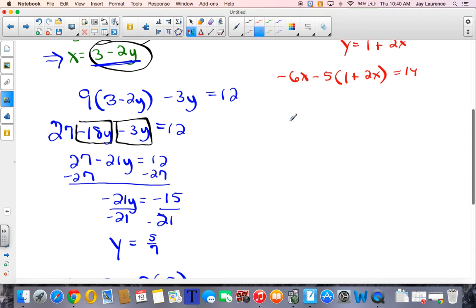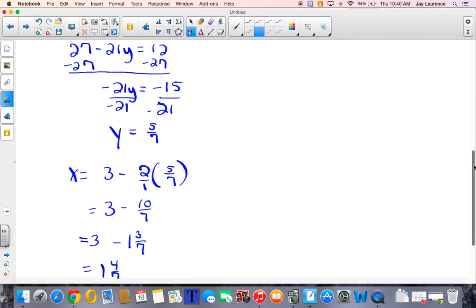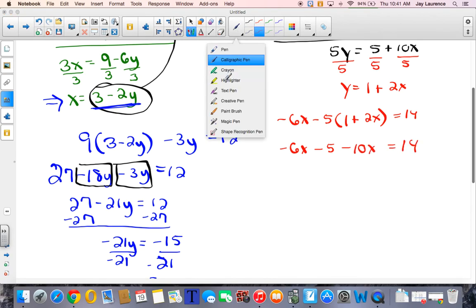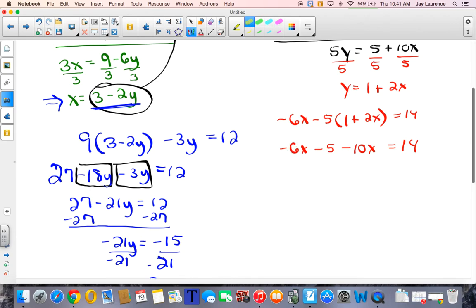Okay, so I'm going to get negative 6x. Distribute, not the 5. I got to distribute a negative 5. Be careful. Minus 5x. Oh, don't, just negative 5. Sorry about that. Minus 5. And then minus 10x. That's going to equal 14. Now be careful here. Some of you make this mistake, and I don't know how you're making it. They're on the same side of the equal sign. You just got to combine like terms. So I'm going to get a negative 16x minus 5 equals 14.